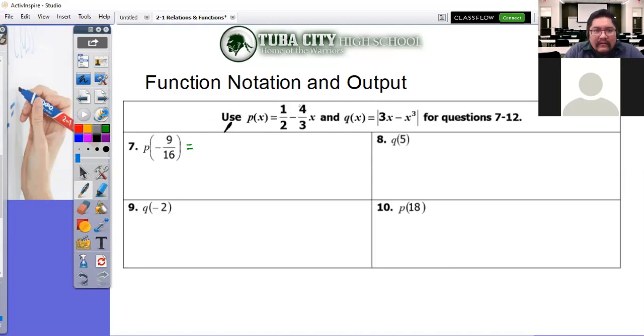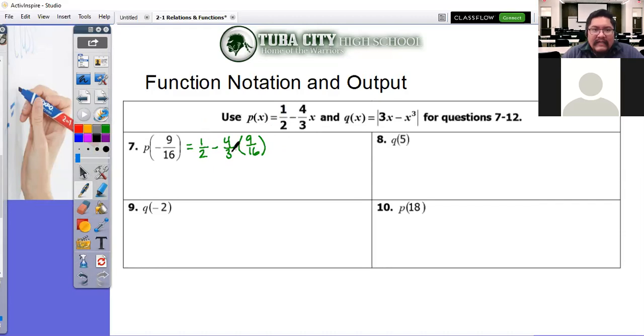So let's go ahead and take our function and I'm going to plug in. Okay, not yet. We don't need that yet. Now we need it. So negative 9/16. And that's pretty much it for this one here. So let's go ahead and multiply these two together.